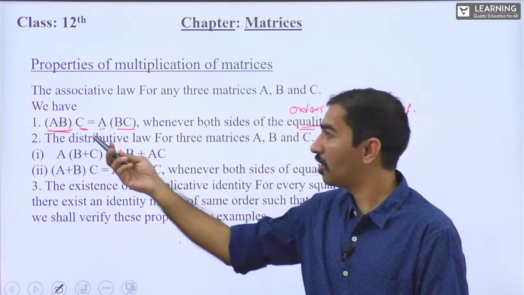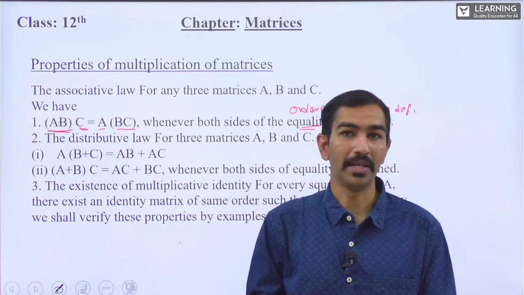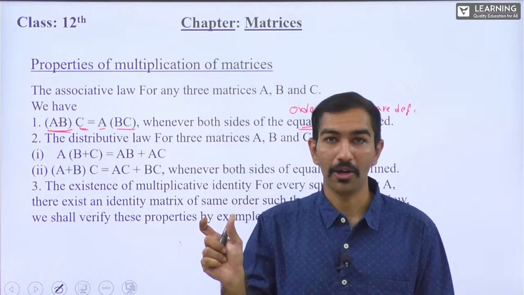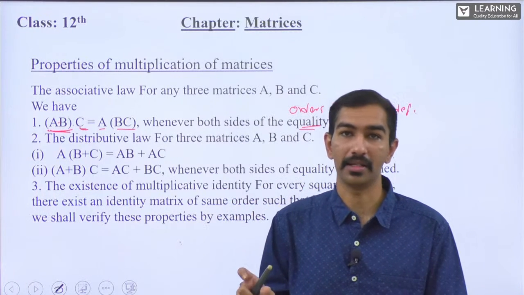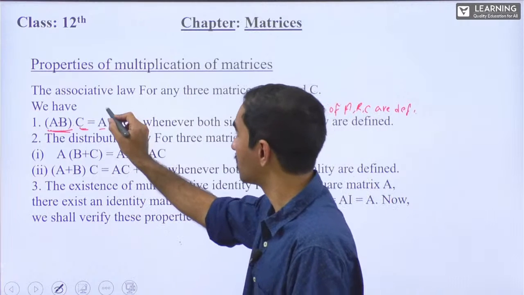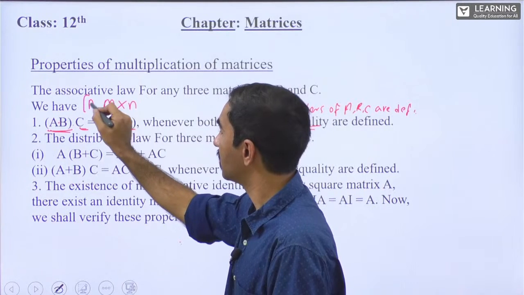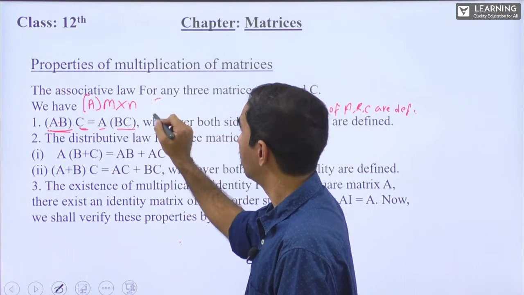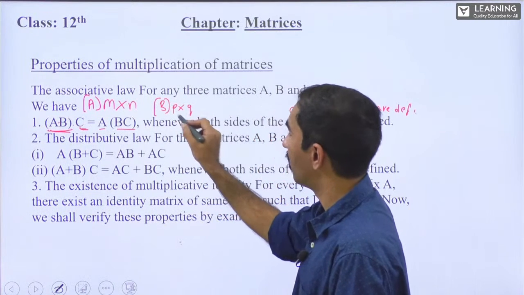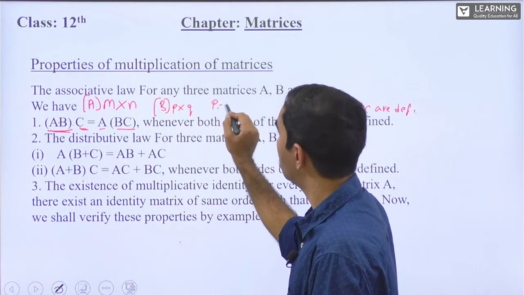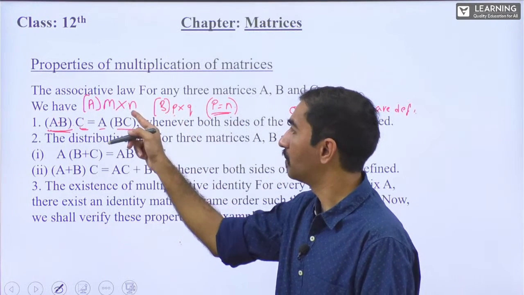So what should be the order if we have to multiply two matrices? Two matrices we have to multiply, right? The columns of the first matrix should be equal to the rows of the second matrix. So how do we represent that? M cross N is the order of matrix A, and here we'll take P cross Q as the order of matrix B. P should be equal to N. Understanding, students? P should be equal to N.